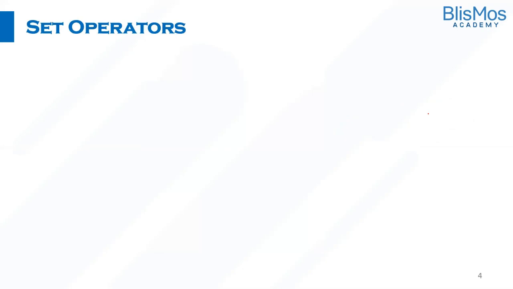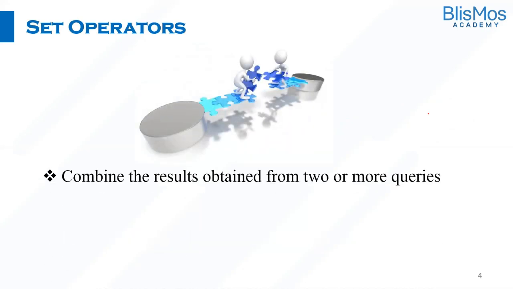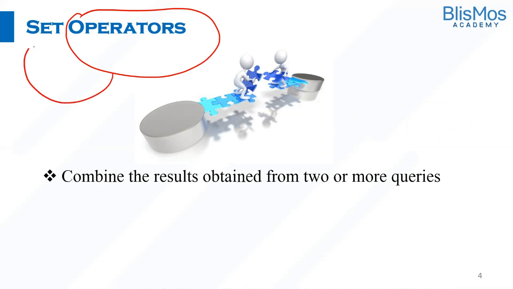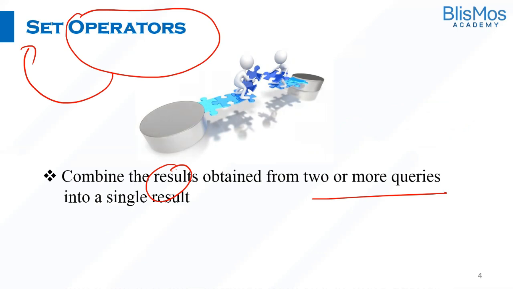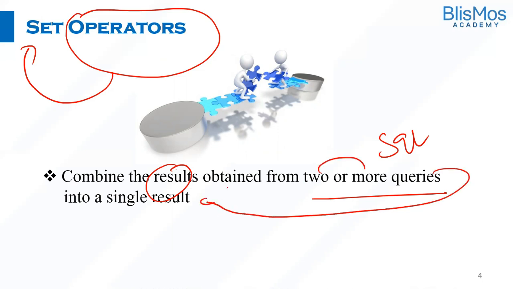So what are set operators? As the name suggests, these are the operators which operate on sets. And what do they do? They combine the results obtained from two or more queries. When I say two or more queries, which query am I talking about? Who is the president of US? No, I'm not talking about that. I'm talking about a SQL query. Set operators combine the results obtained from two or more queries into a single result.